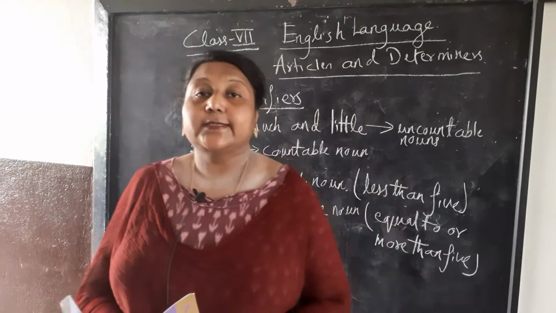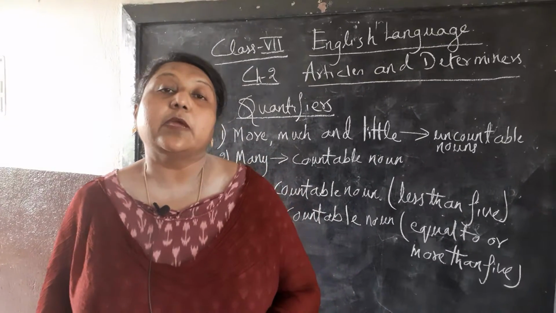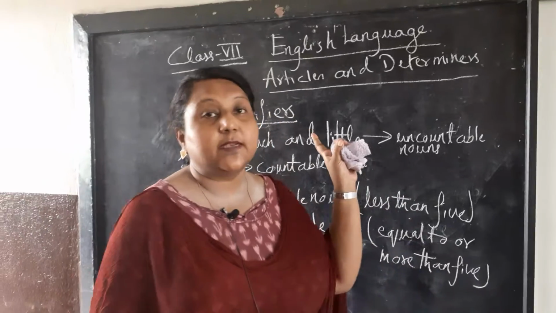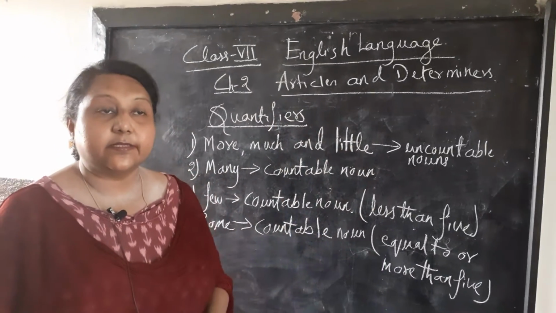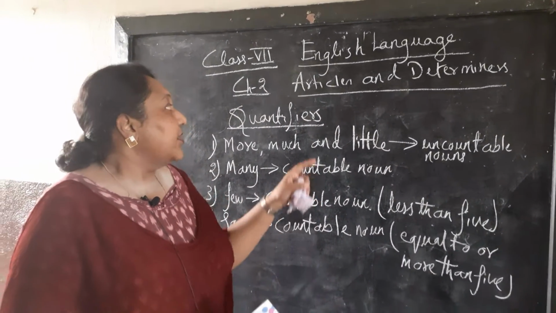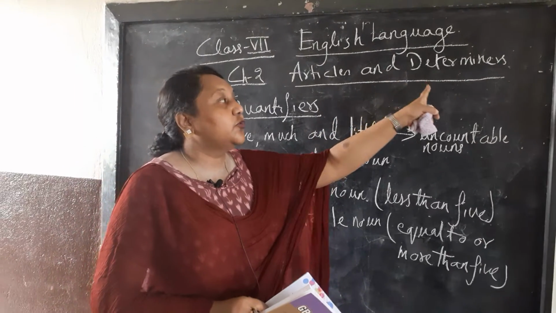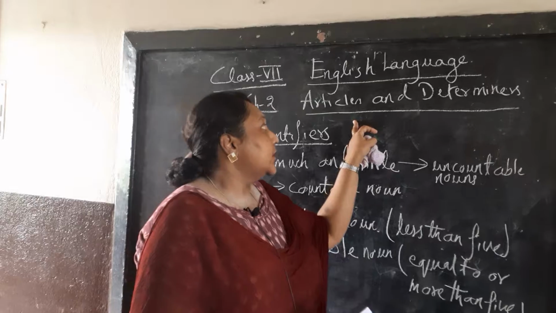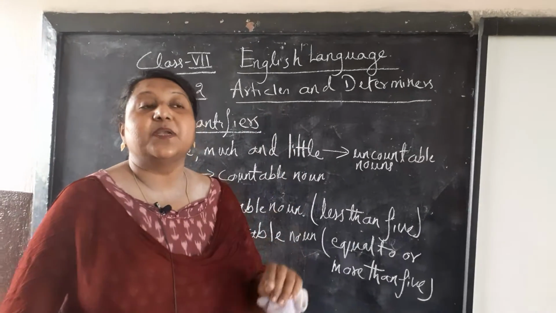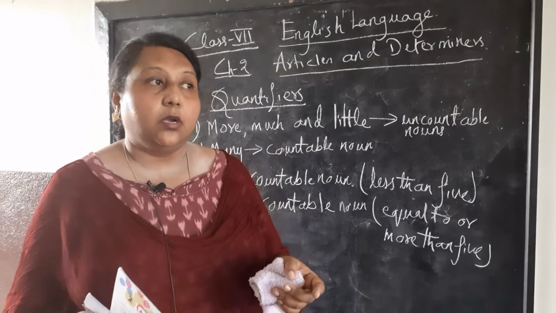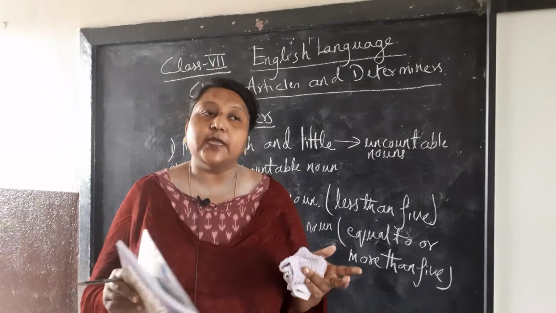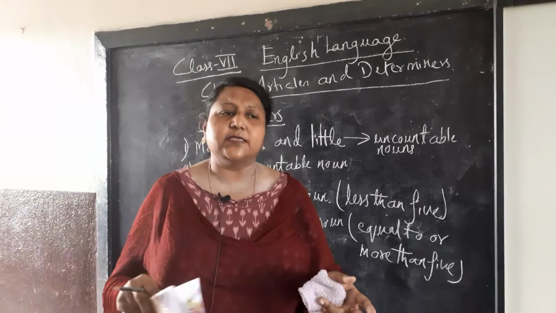Good morning, students. Today we are here once again to revise chapter 2, that is articles and determiners. Now, what is the major difference between these two words? First, let us know. Articles are the words which modify any particular noun or pronoun. So, there are two kinds, definite and indefinite, as we know, A, AN and THE.